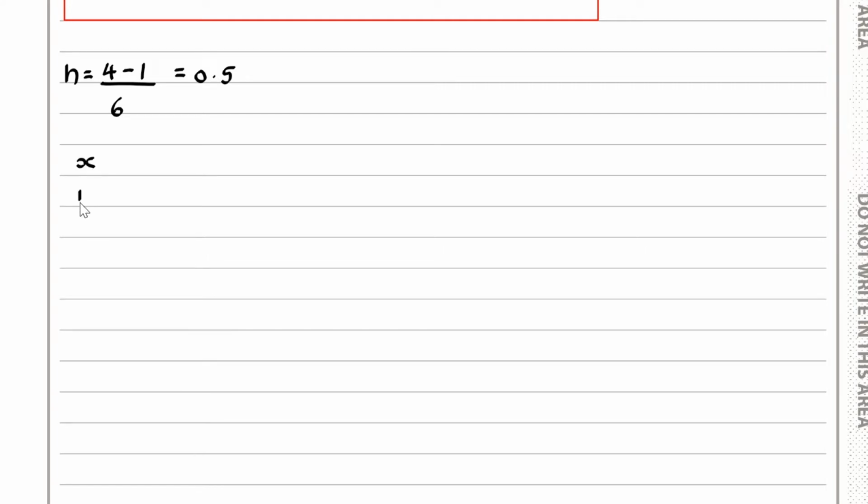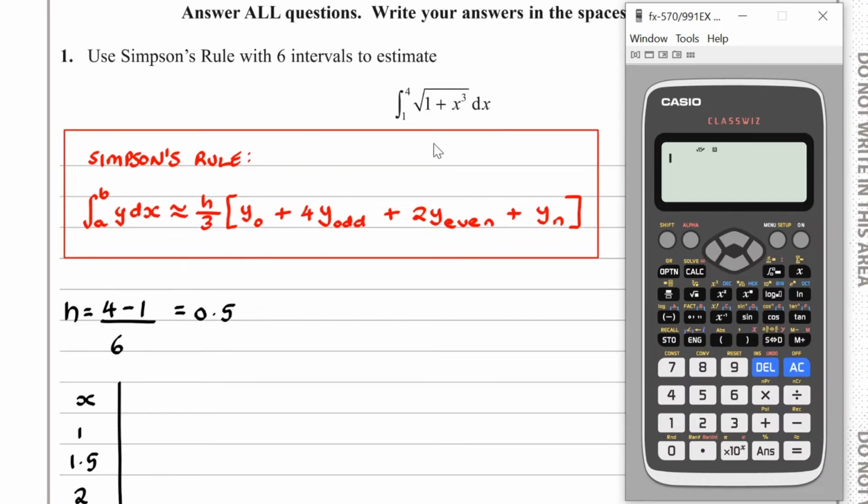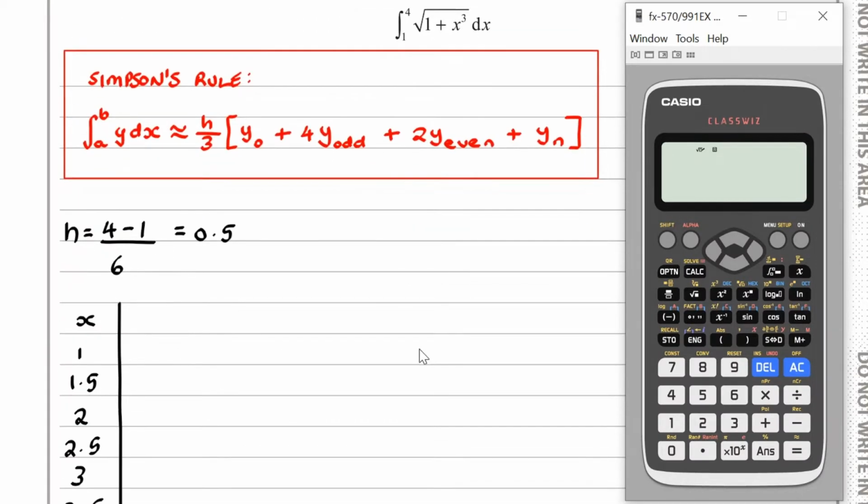We start off at 1, we want to end up at 4. We're going up in a step of 0.5, so we have 1, 1.5, 2, 2.5, 3, 3.5, and 4. Okay? And then we need to work out our corresponding y values. So, working out our corresponding y values, let's grab our calculator. Here we have 1 plus 1 cubed, that would be the square root of 2. So we have the square root of 2.